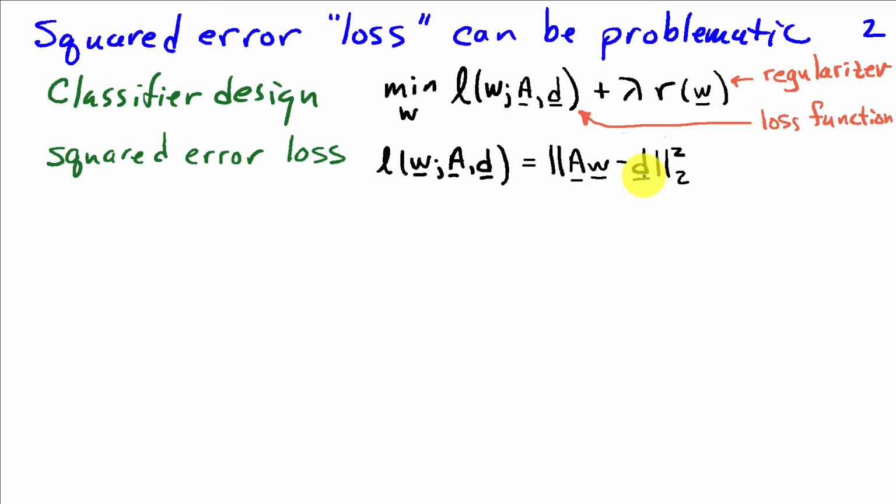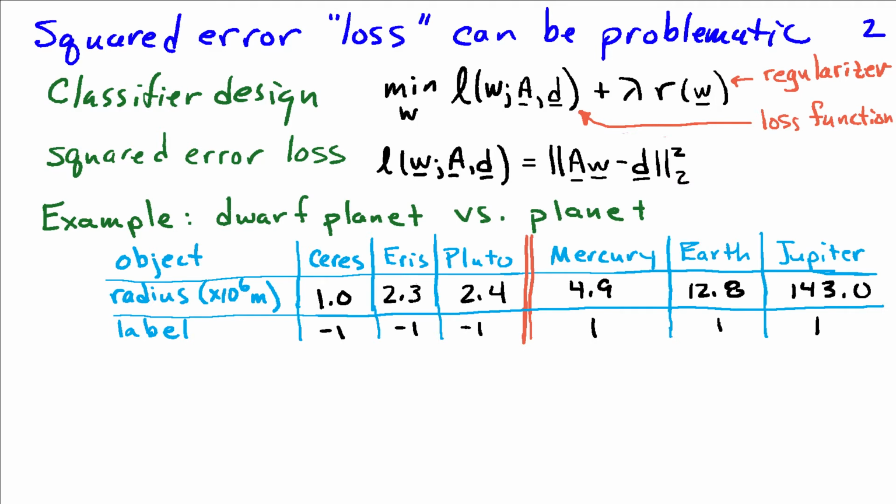D represents the labels. So let's take an example where we try to classify planets, whether they're a dwarf planet or an actual planet, and we'll take 3 dwarf planets, Ceres, Eris, and Pluto, and their radius in terms of millions of meters are given in this table here. So we're going to assign a label -1 to the dwarf planets. And then we'll pick 3 real planets, start with a small one, Mercury, one in the middle, Earth, and then Jupiter, a large planet, and we'll give those labels +1.